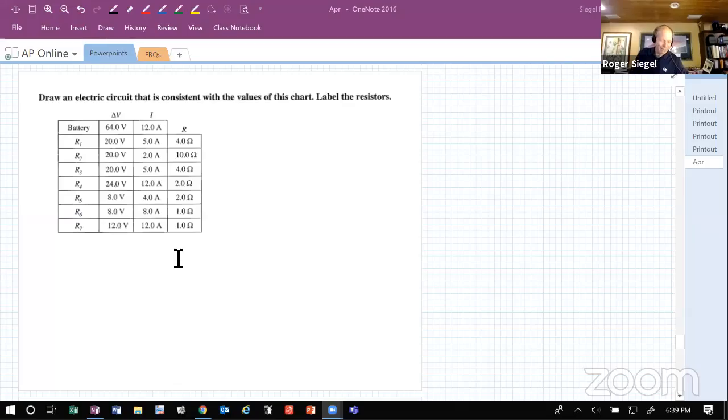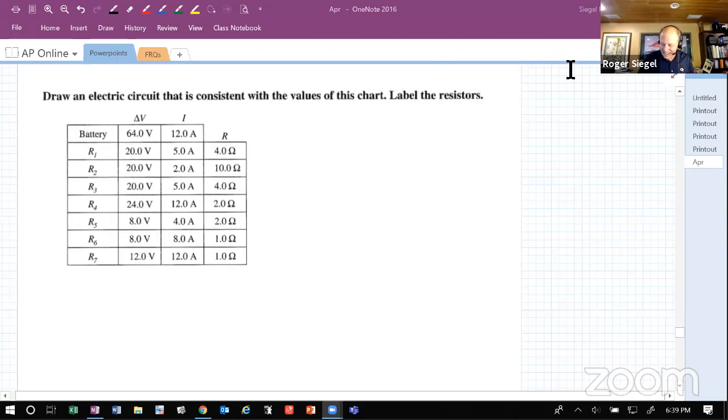I've got a really good problem to finish out with you guys for tonight. This is a fun problem, not a problem that you're necessarily ever going to see on an AP exam. This didn't come from an AP exam, but I want you to take a look at it. It says draw an electric circuit that is consistent with the values of this chart and label the resistors. Okay, so let's take a look at this chart.